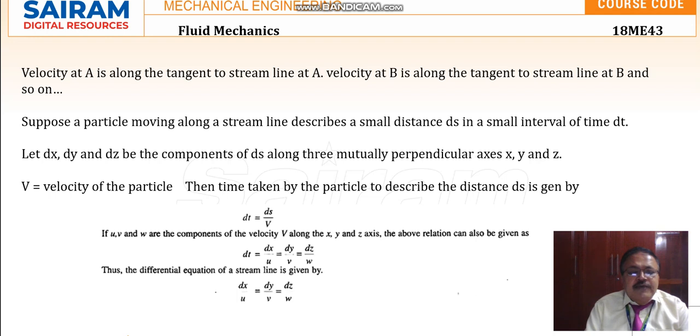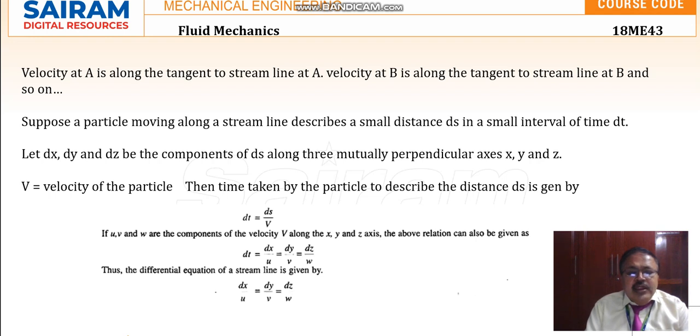V is the velocity of the particle, and ds is the distance taken. So dx, dy and dz are the components of this ds along the three mutually perpendicular axes. Then the time taken by the particle to describe the distance ds: we know that velocity is distance traveled by time taken. Rearranging the terms, time taken is distance ds by velocity v.